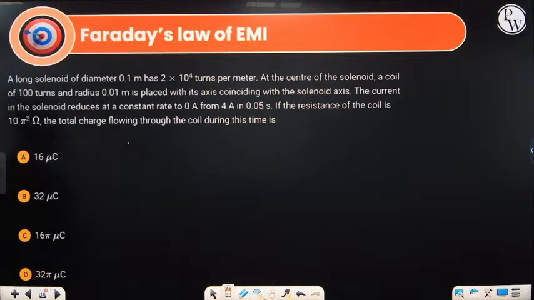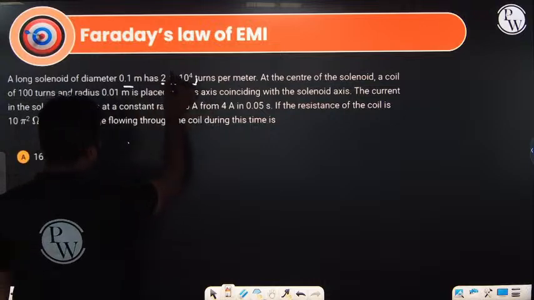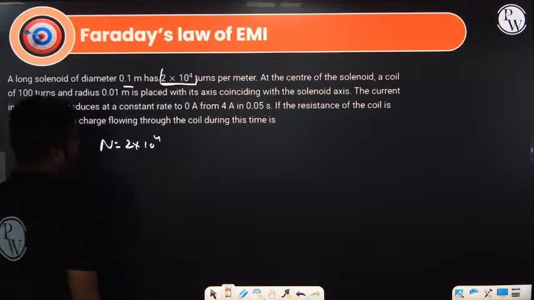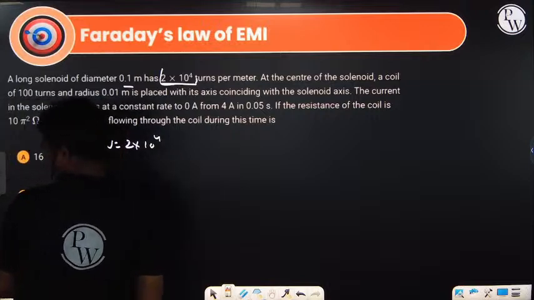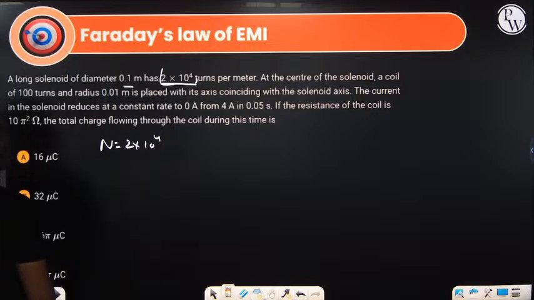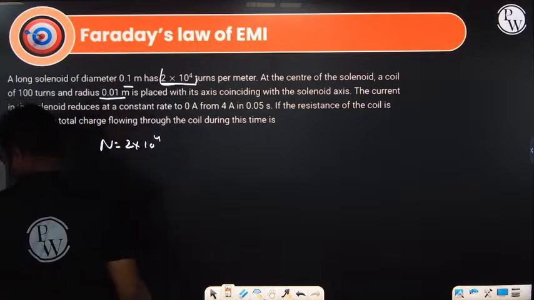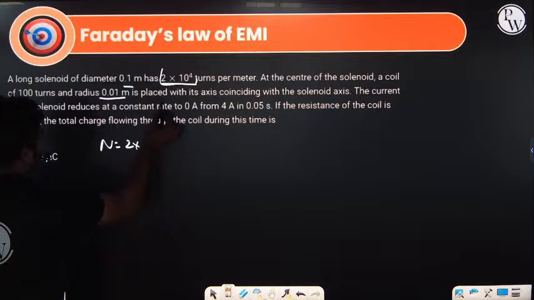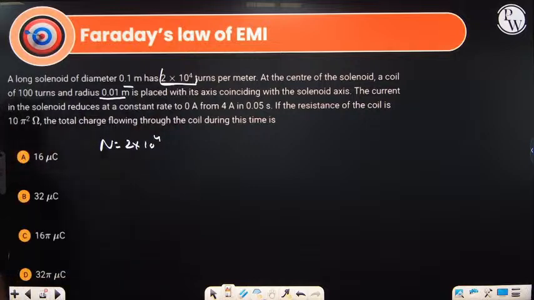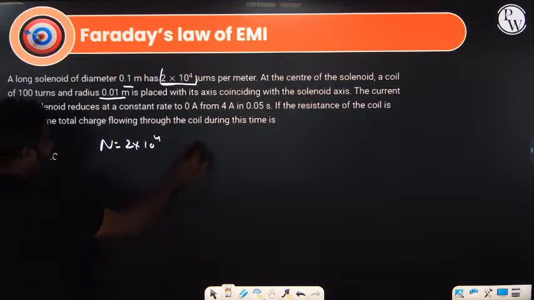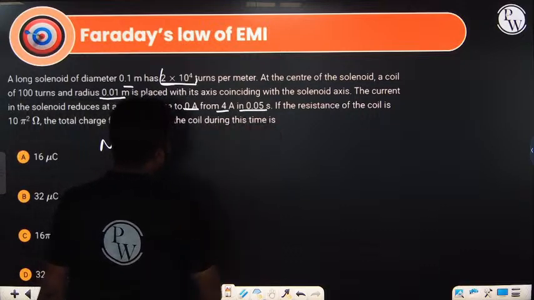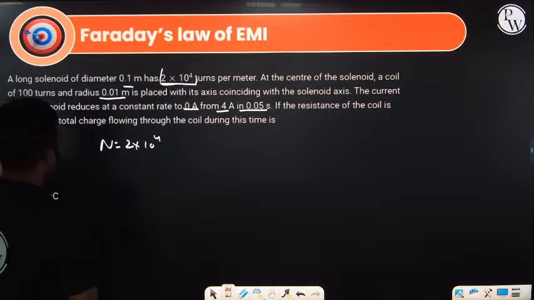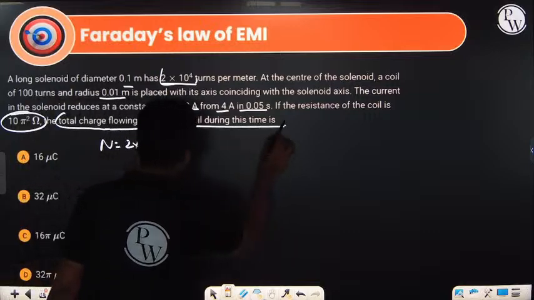A long solenoid of diameter 0.1 meter has 2 into 10 to the power 4 turns. At the center of the solenoid a coil of 100 turns and radius 0.01 meter is placed with its axis coinciding with the solenoid axis. The current in the solenoid reduces at a constant rate from 4 ampere to 0 in 0.05 seconds. If the resistance of the coil is 10 pi square ohm, the total charge flowing through the coil during this time is given by.